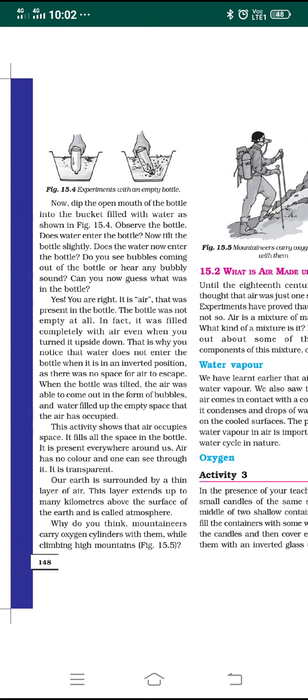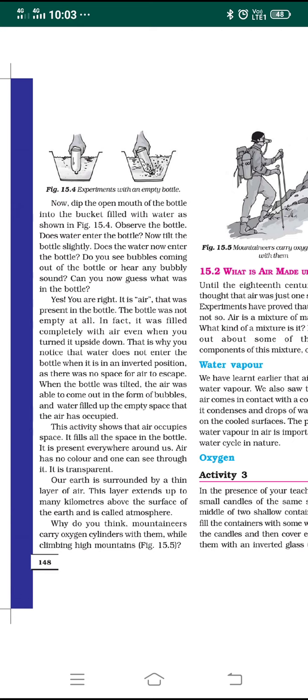So when the bottle was tilted slightly to the side, what happens there? The air was able to come out. Whatever air is present inside the empty bottle was able to come out in the form of bubbles. The bubbles you see are the air moving out of the bottle, and the water slowly filled up the empty space which the air had occupied.